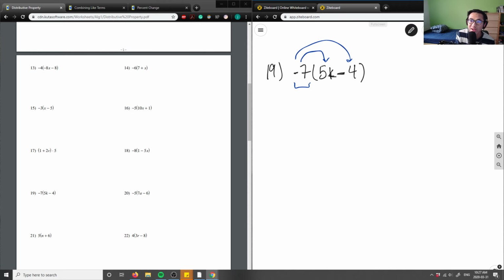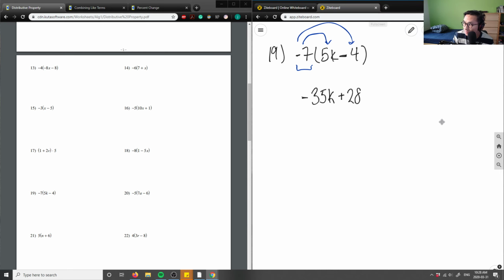What do we have? We have -7 times 5k. We have a negative and a positive, which will make a negative number. So it's -7 times 5 here is 35, so -35, and then the k is simply just here. -7 times -4: two negatives make a positive, so it's really positive. So plus 7 times 4 is simply 28, right? So -35k plus 28 will be our answer in this case.